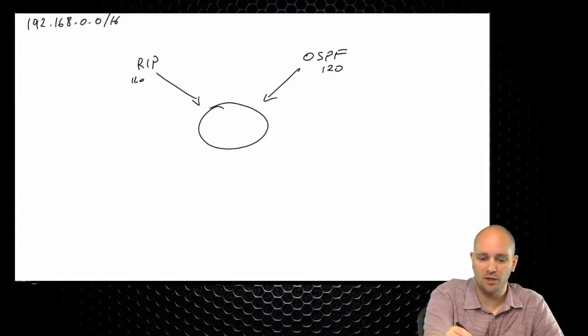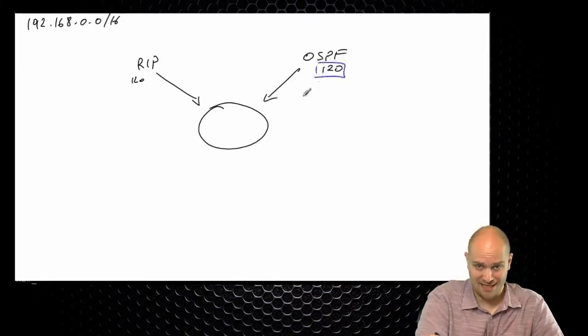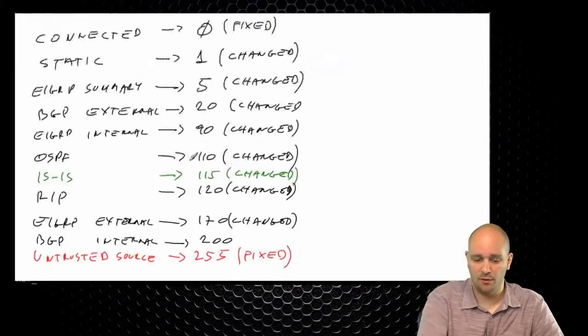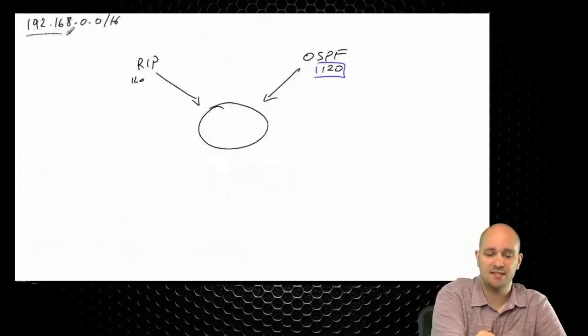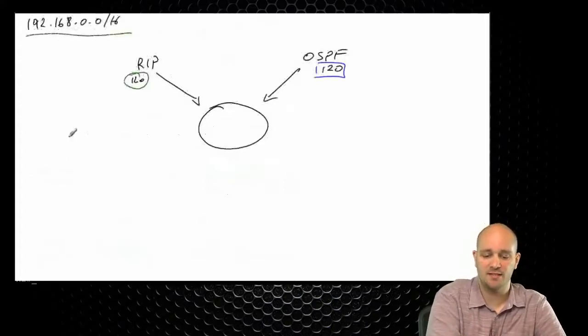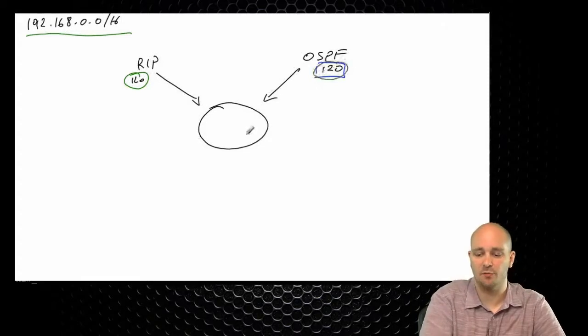Now, mind you, 120, isn't OSPF 110? Well, yes it is, but we said that this value can actually be changed. So I have modified the admin distance of OSPF in my case to be 120 to make it the same as RIP. So I'm receiving this same route with admin distance of 120 and admin distance of 120.